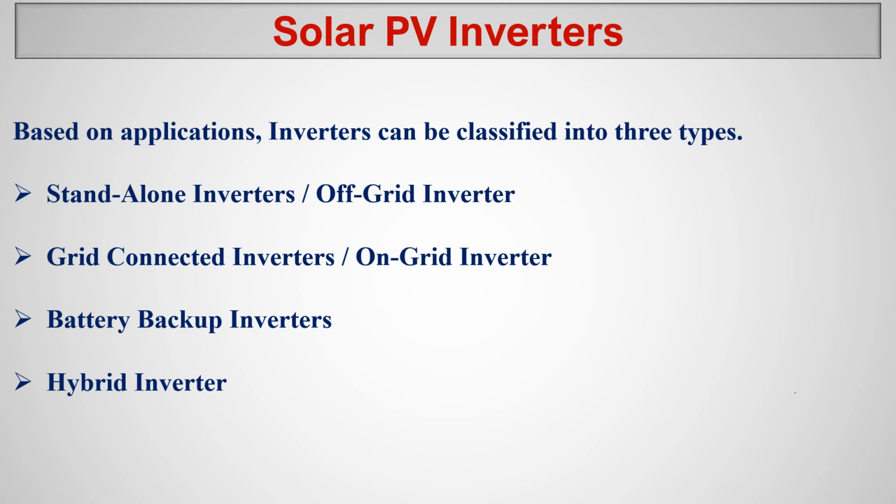I'm Dr. Nathan. Today we are going to discuss various types of solar PV inverters. These types are based on application, so we can divide them into four different categories. Those are standalone inverters, also called off-grid inverters, and grid connected inverters, also called on-grid inverters.